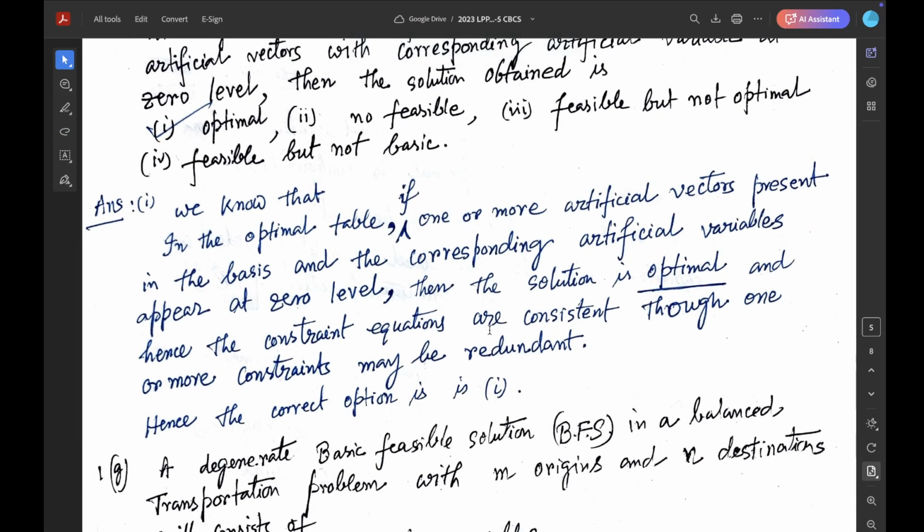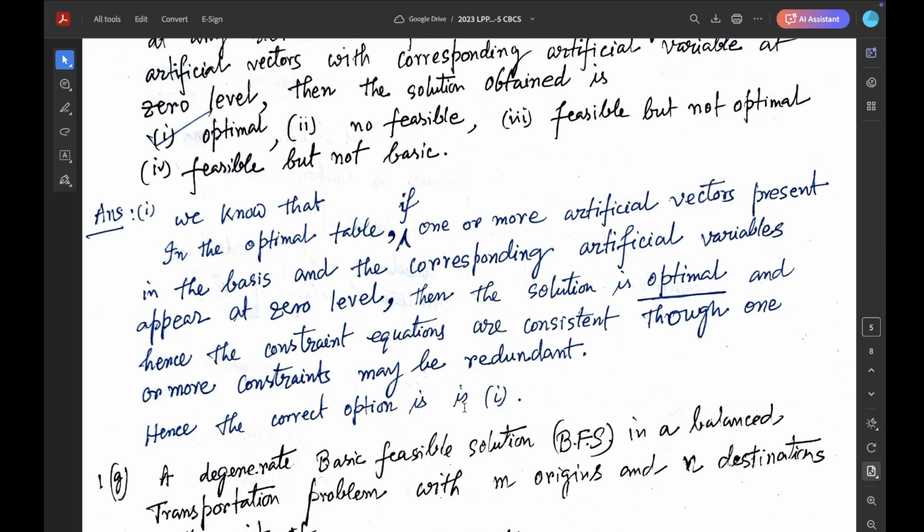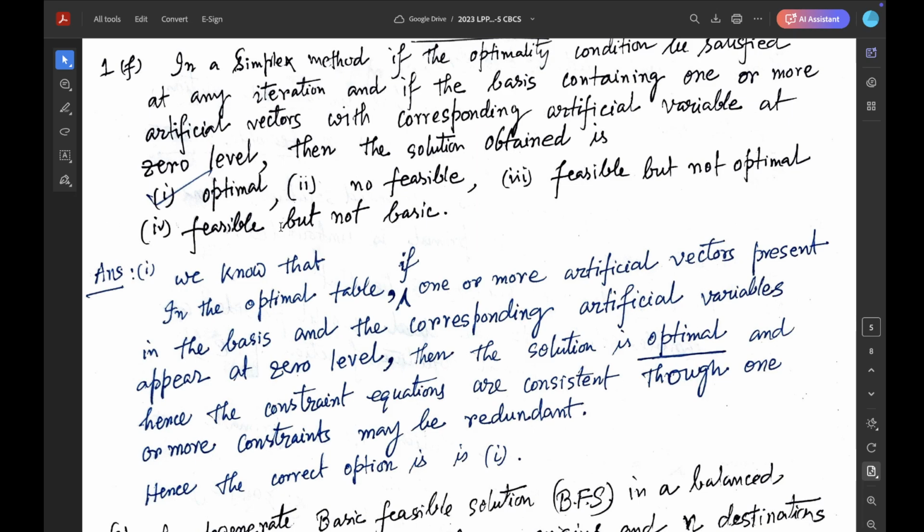We know that in the optimal table, if one or more artificial vectors are present in the basis and the corresponding artificial variables appear at zero level, then the solution is optimal and hence the constraint equations are consistent, though one or more constraints may be redundant. So here the correct option is 1, optimal.